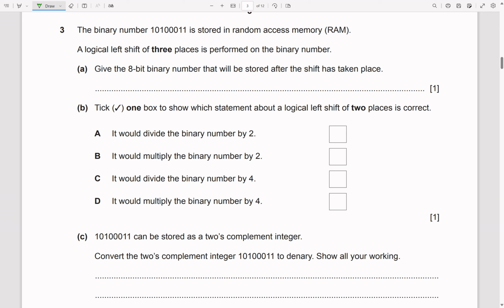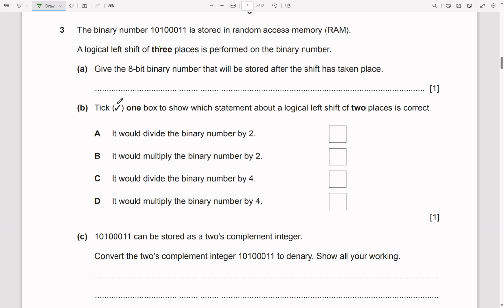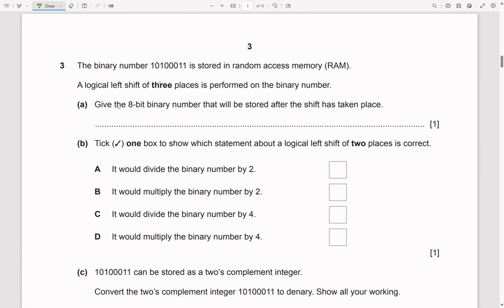Okay, so when I do these, what I like to do is just think, well, if we're shifting 3 places to the left, we can basically just delete these first 3, right? Because obviously they're all going to get shifted off. So let's just write down this remaining.